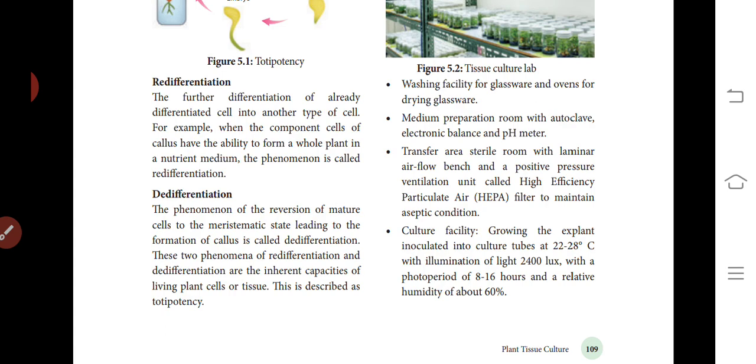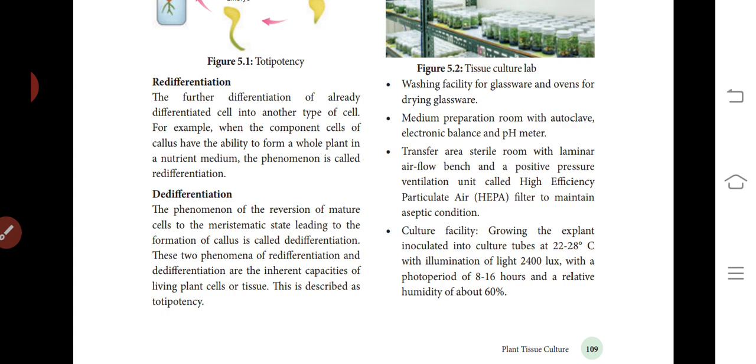Next, the transfer area. For transferring, we use the laminar airflow chamber, because it is sterile. That is the positive ventilation, called high efficiency particulate air filter. Because of this, aseptic conditions are maintained in the laminar airflow chamber.